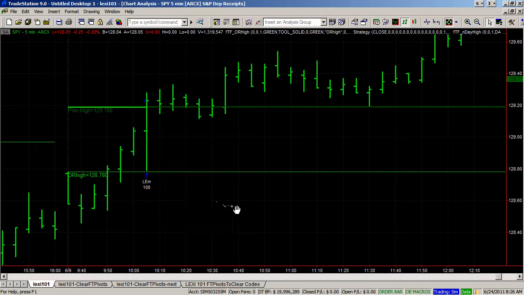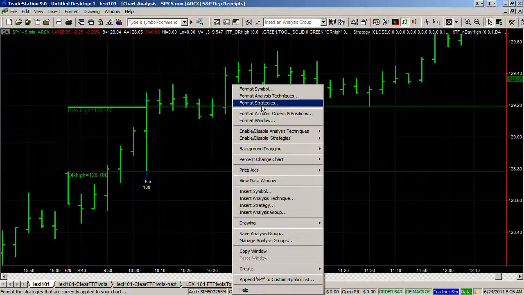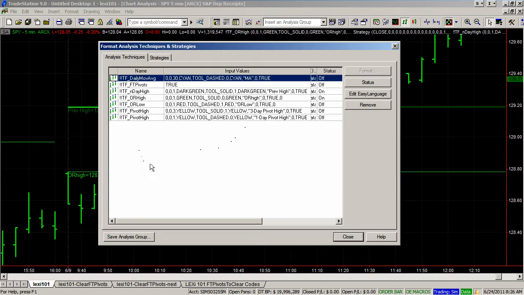Well, there are a bunch of other clears, and I'd like to go through them one by one, and I've put all the show me's in here so that we could take a look. And if we go into our analysis techniques, we've got some key reference points that we're going to go over. We've already taken a look at the OR high and the previous day's high. We want to take a look at the 1-day pivot high and the 3-day pivot high, two reference points that are frequently used by traders.